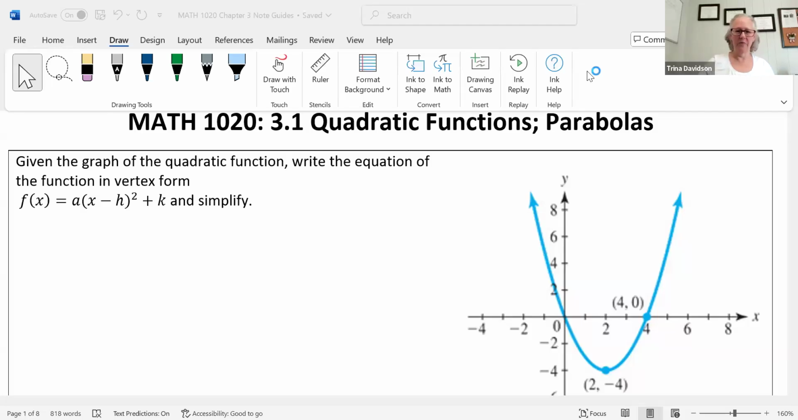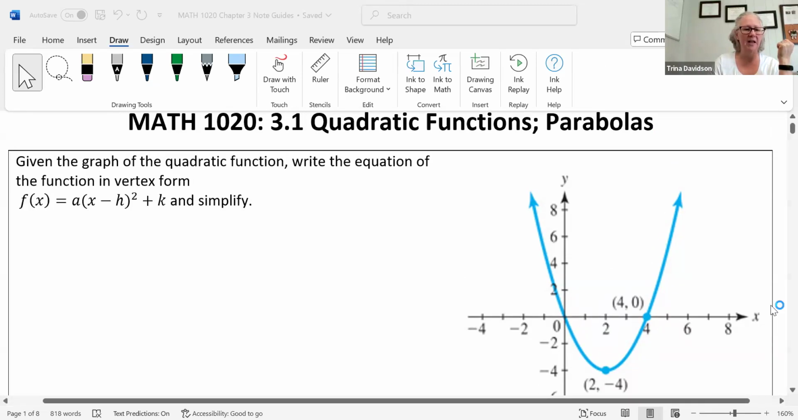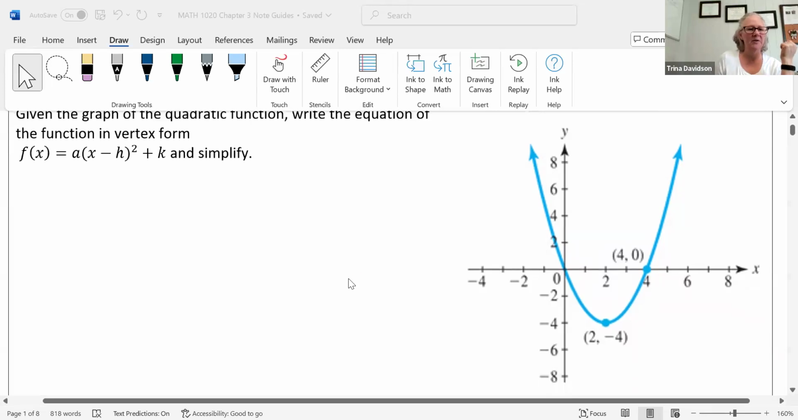This is section 3.1, quadratic functions, parabolas. Quadratic function just means the highest power is an x squared, and parabola is just a fancy name for the graph of that function. All right, so we have the graph here, and they want us to find the equation, and they want us to put it in vertex form.